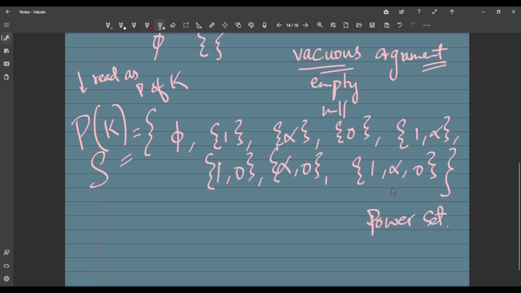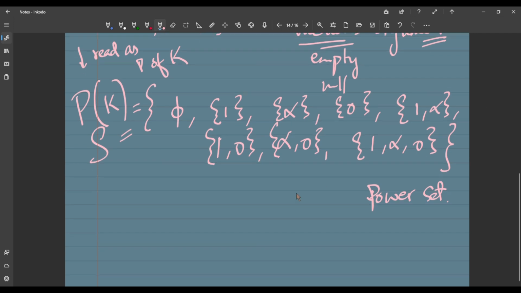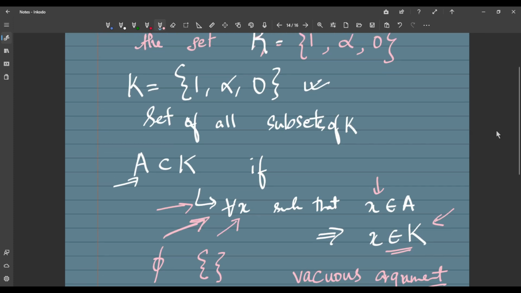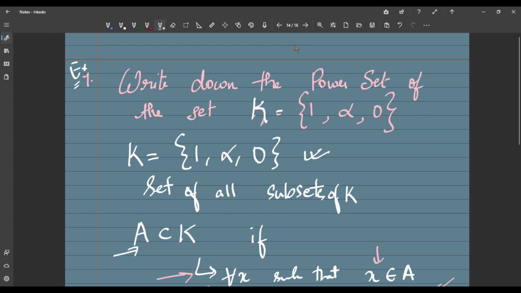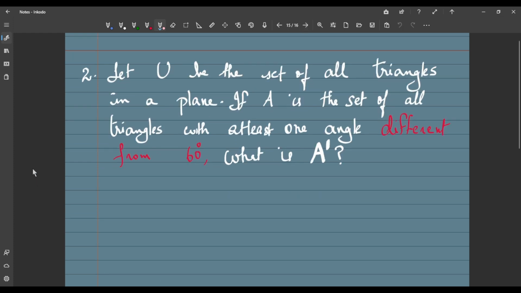You should count the number of elements in the power set and just make some theory about it if you want. We'll have one other video of number of elements in a power set in one of our videos. You can go ahead and watch that too if you are interested in counting the number of elements in power sets. So we'll go to the next example.